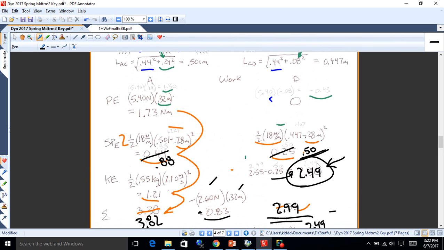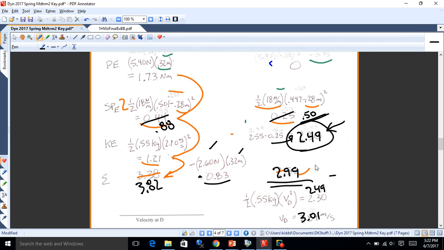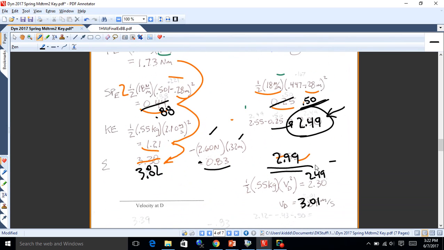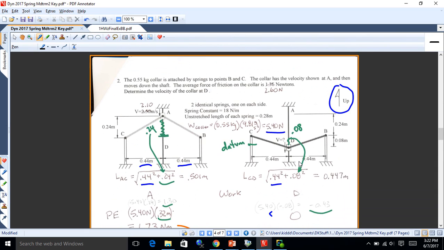Any questions on that one? Doing all right? Yeah. Where does the 0.32 come from? 0.32 in the work. That's the distance the collar travels, because it's going 0.24 down the shaft, and it's going another 0.08. So the 0.32 on the work is the sum of these 2 distances right here. That's how far down the shaft it goes.